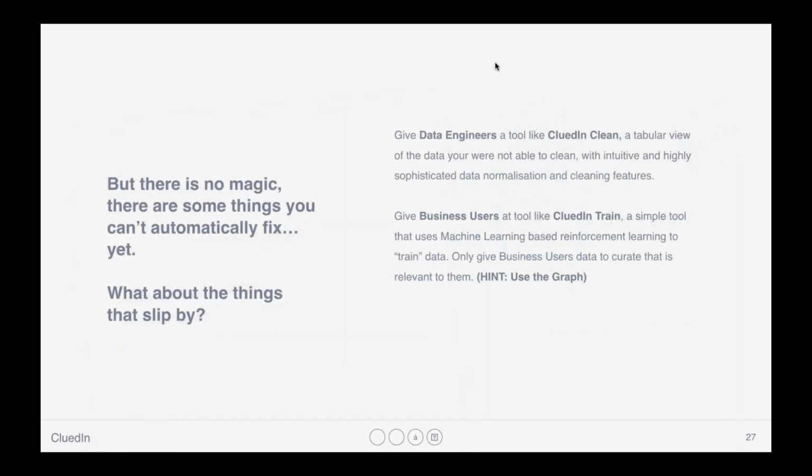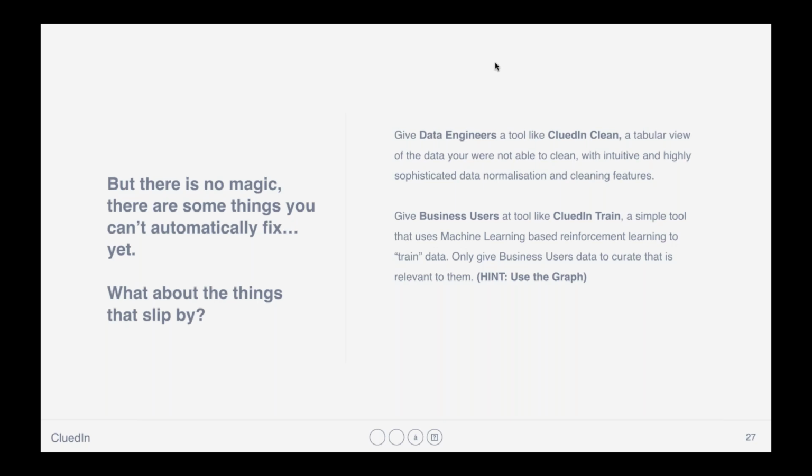But really, as I alluded to before with the automatic cleaning part, there is no magic to this. There are just some things that with current technology can't be automatically fixed with high levels of confidence. So what about the things that slip by? Well, if you're building a data foundation, there are two roles that are critical to success. And the first starts with data engineers.